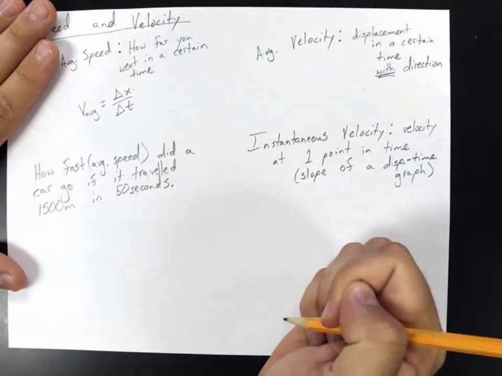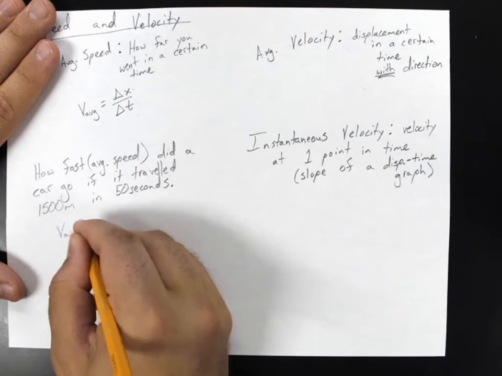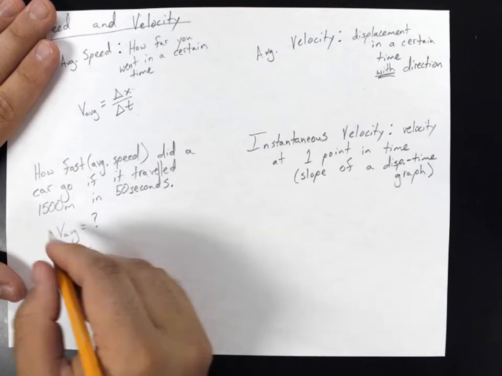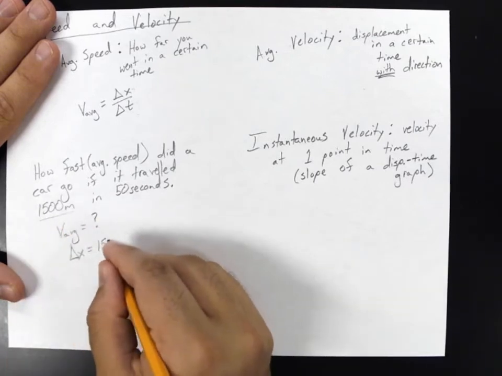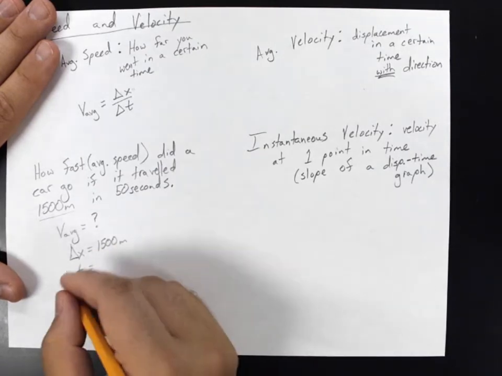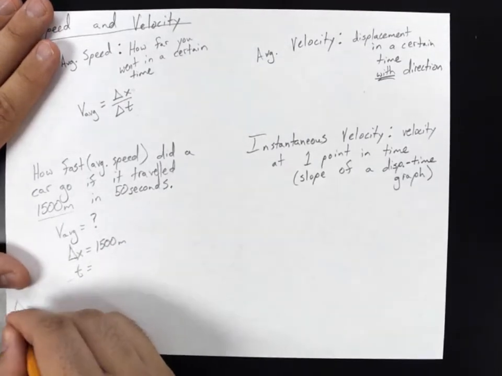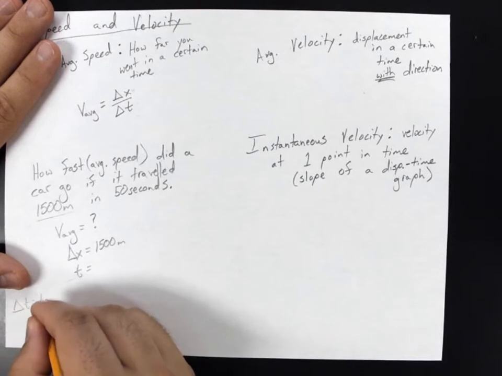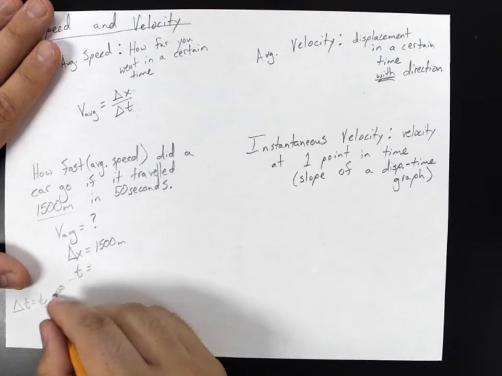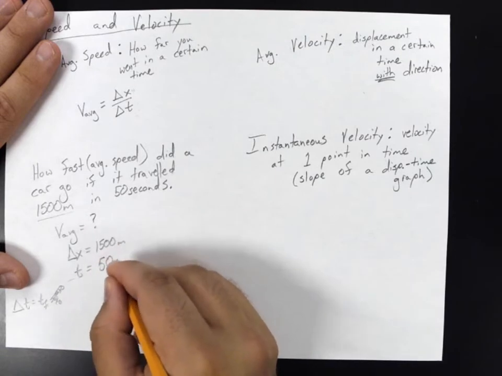So what we do to find the V average is we write out what we have. V average equals question mark. That's what we're looking for. Delta x, our change in position, is 1,500 meters, and it took 50 seconds, so that's our time. Now I'm going to omit the delta in front of time, because delta means change in, so time final minus time initial. Usually the initial time is 0, so I don't care about it. Delta t is just how long it took, and that is 50 seconds.